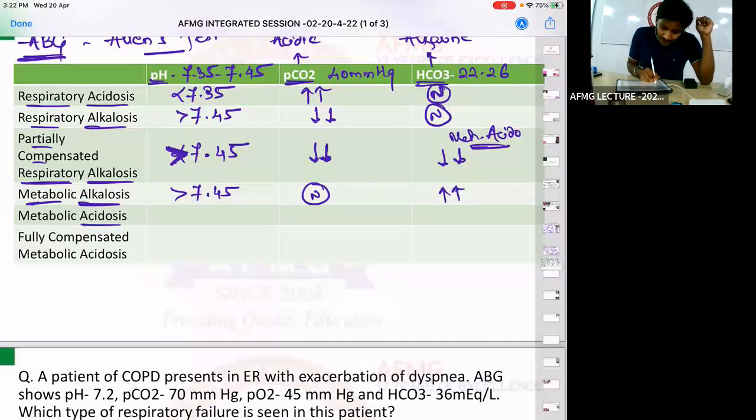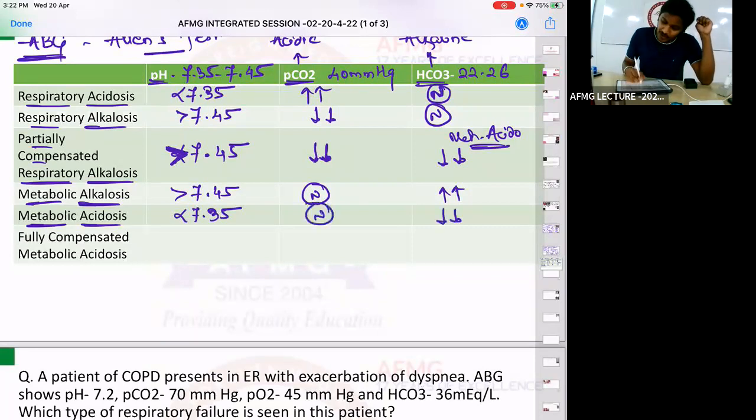Metabolic acidosis. Acidosis means pH less than 7.35. Metabolic मतलब which parameter is affected? Bicarbonate. और acidosis के लिए bicarbonate value should be low.